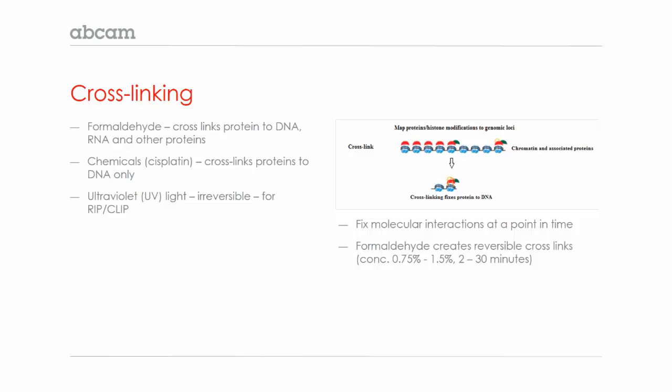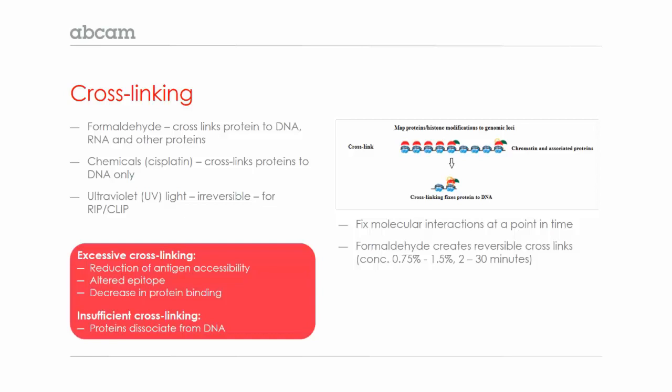Importantly, formaldehyde creates reversible crosslinks, and typically you'll use a concentration of 0.75 to 1.5% for 2 to 30 minutes. It's important to perform a time course to see what cross-linking time gives you the best results. Keep in mind that if you cross-link for too long, this can lead to the reduction of antigen accessibility, altered epitopes, and a decrease in protein binding, whereas if you don't cross-link enough, the proteins will dissociate from the DNA.